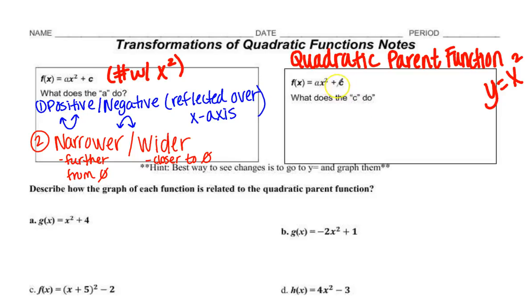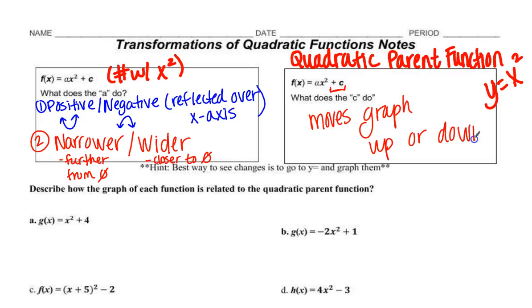The c, what does the c do? The number on the back? Very simple. All c does is moves the graph. It moves the graph up or down. It doesn't make it wider. It doesn't make it narrower. It just moves the graph up or down.